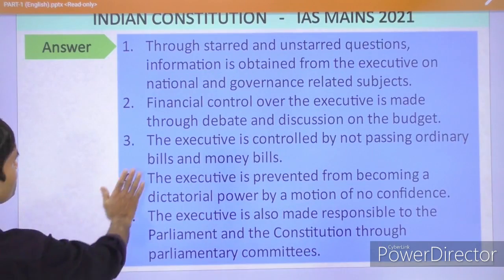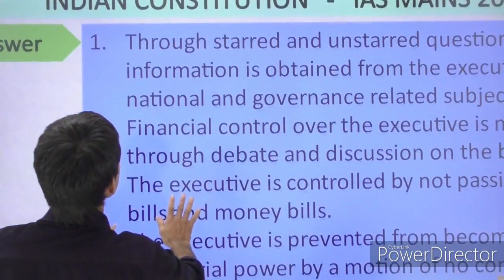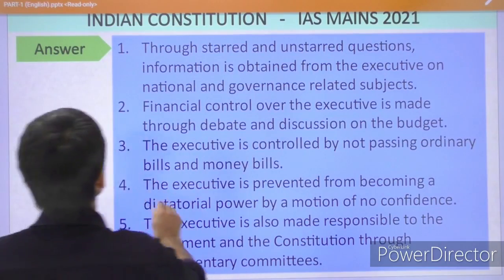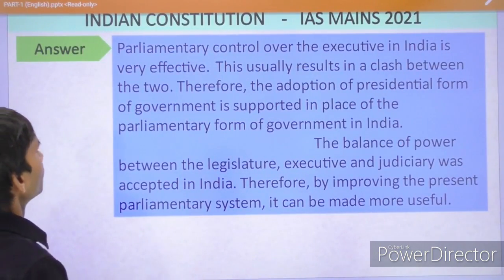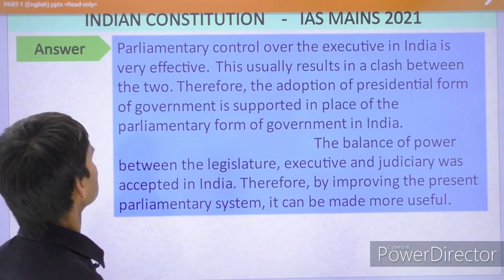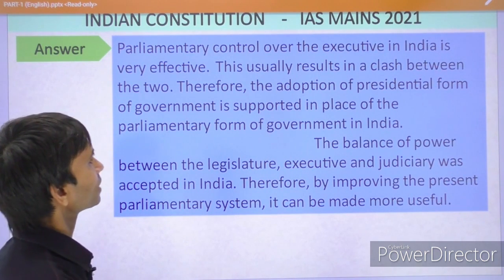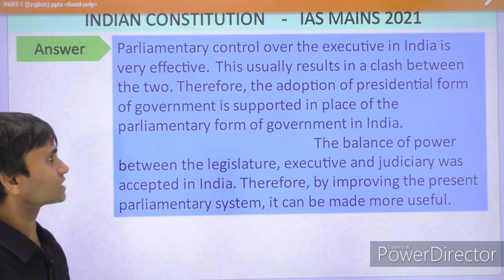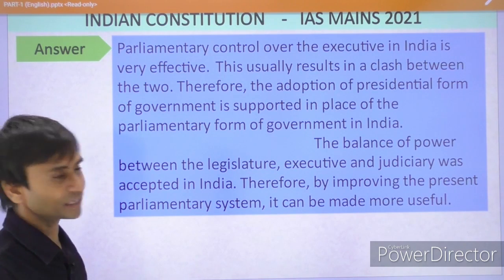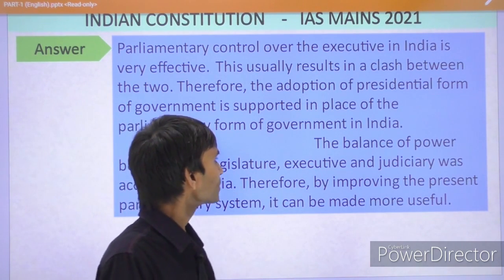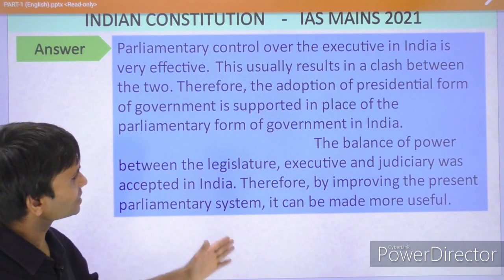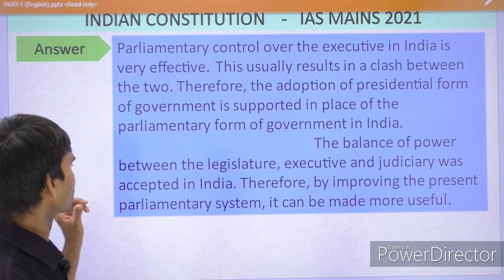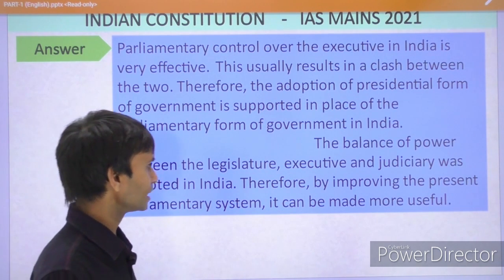And the last para is, parliamentary control over the executive in India is very effective. This usually results in a clash between the two. Therefore, the adoption of presidential form of government is supported in place of the parliamentary form of government in India. Finally, he has concluded the answer: the balance of power between the legislature, executive and judiciary was accepted in India. Therefore, by improving the present parliamentary system, it can be made more useful.